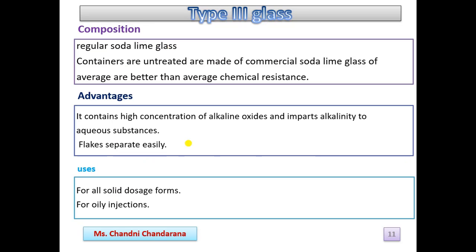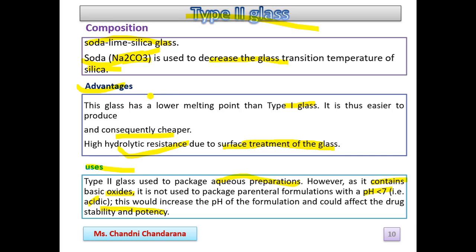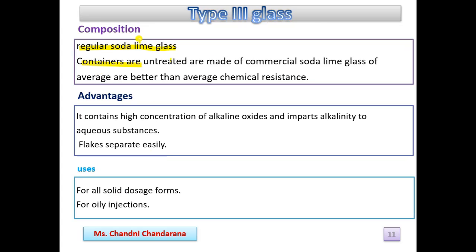Now we will see type 3 glass. Type 3 glass, we can say, is the regular soda lime glass. It's a container that is untreated. See, what is the difference between type 2 glass and type 3 glass? In type 2 we have the soda lime silica glass. But in type 3, it's a regular soda lime glass. It contains untreated material, meaning it is made up of commercial soda lime glass of average, and better than average, chemical resistance.